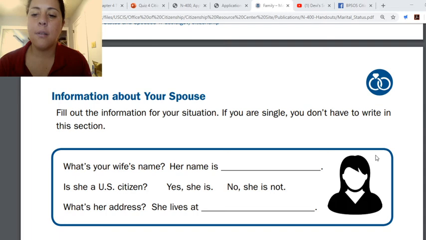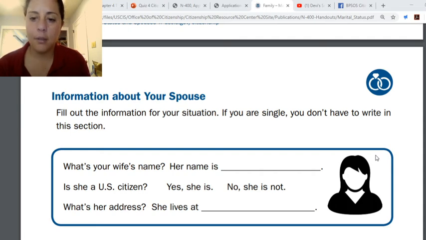Is she a U.S. citizen? Yes, she is, or no, she isn't. Okay? Yes, she is, or no, she is not. What's her address? She lives at, and you write your address. Okay? Street number, street name, city, state, zip code. Number, name, city, state, zip code. Okay?